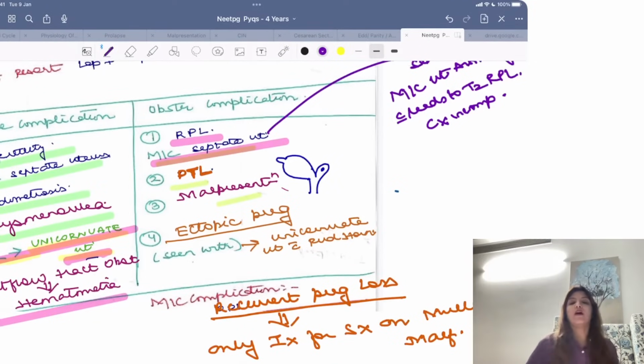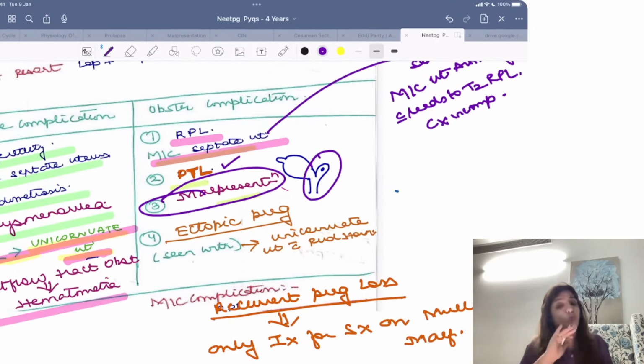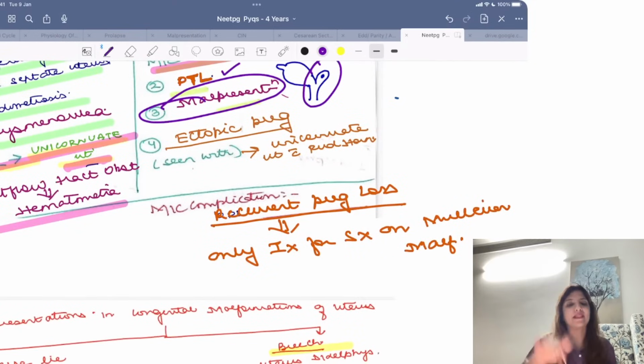Okay. Because of Mullerian malformations, preterm labor can happen, malpresentations can happen, and ectopic pregnancy can happen. Just now I told you ectopic pregnancy is usually seen in a unicornuate uterus. Why? Because many times in a unicornuate uterus there is a rudimentary horn. Right? The most common complication overall of Mullerian malformations is recurrent pregnancy loss, and that is the only indication for doing surgery on a Mullerian malformation.